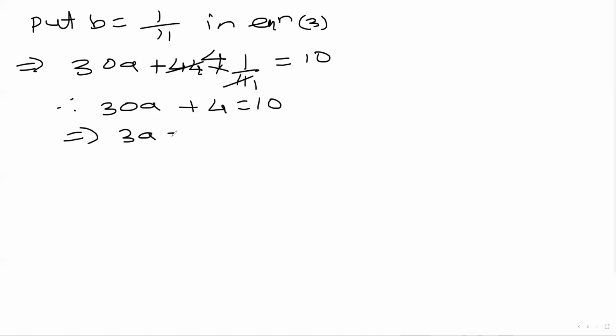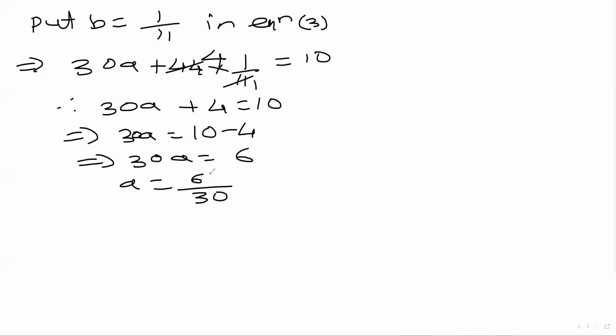So you get 30A is equal to 10 minus 4. So you get 30A is equal to 6. So A will be equal to 1 upon 5. Yeah, 1 upon 5. So what do you get? A is equal to 1 upon 5.